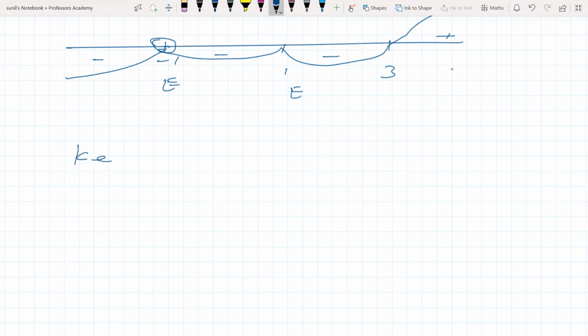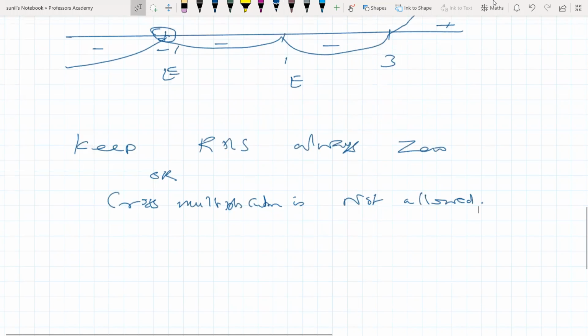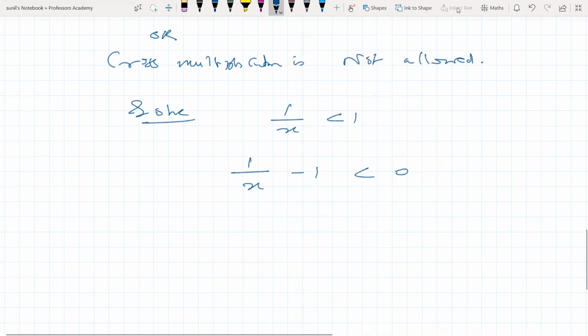So we want to keep the right hand side always 0. Cross multiplication is not allowed in the wavy curve method. For example, if you have 1 by x less than 1, cross multiplication is not allowed. You want to keep the RHS 0. Now we are going to take the LCM.